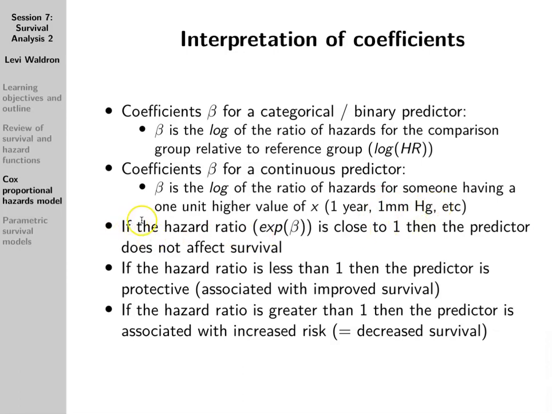So if that coefficient is close to 0, that means that the hazard ratio, e to 0, is close to 1, then that predictor does not affect survival. If the coefficient is negative, so the hazard ratio is between 0 and 1, then that predictor is protective. It means there's a reduction in hazard and an improved survival. And finally, if the coefficient is positive, then the hazard ratio is greater than 1, and that predictor is associated with increased risk or decreased survival.